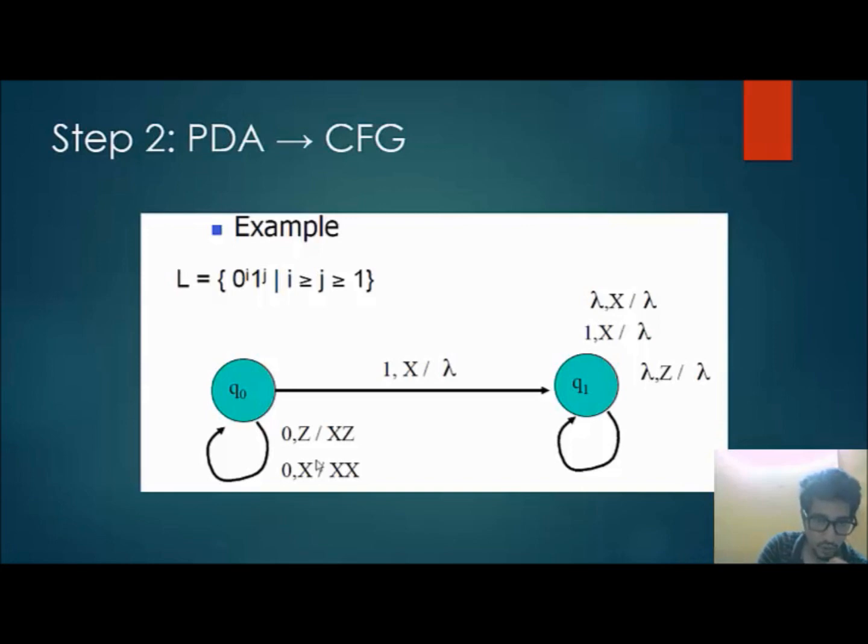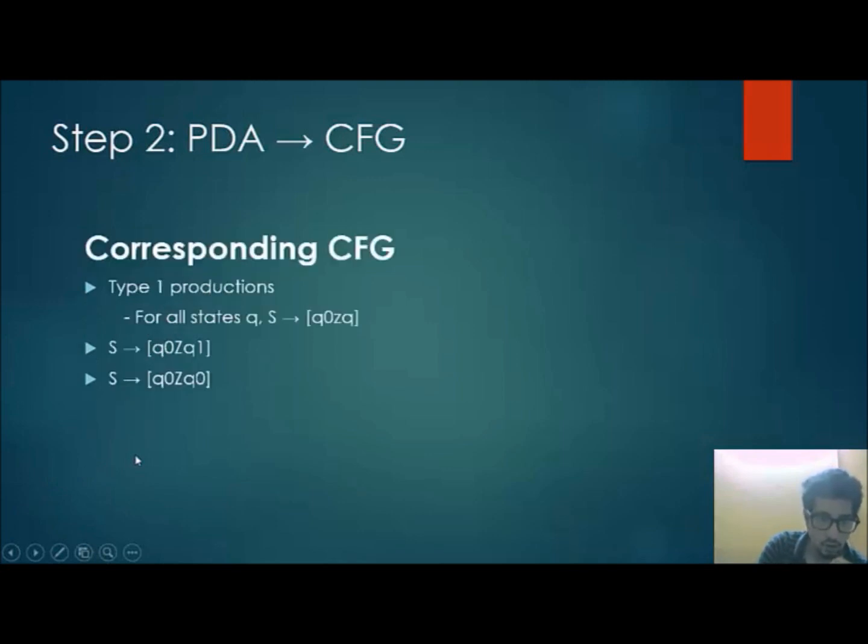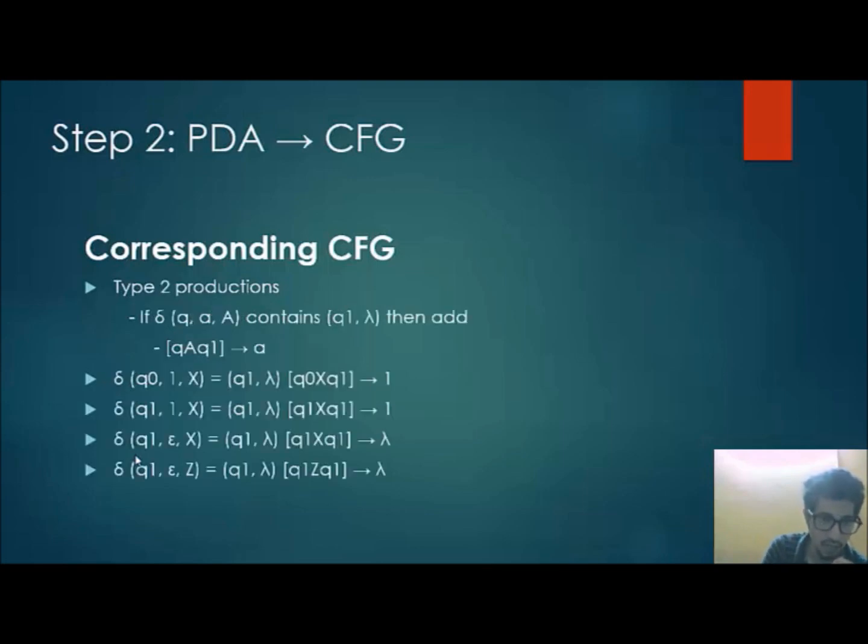Now we show it by an example. We are given a PDA shown in the figure. We define M is equal to Q, sigma, gamma, transition, Q0, Z and F. Now for the corresponding CFG, we check for type 1 productions. For all states Q, S tends to [Q0, Z, Q], S tends to [Q0, Z, Q1] and S tends to [Q0, Z, Q0]. Now we check for type 2 productions.